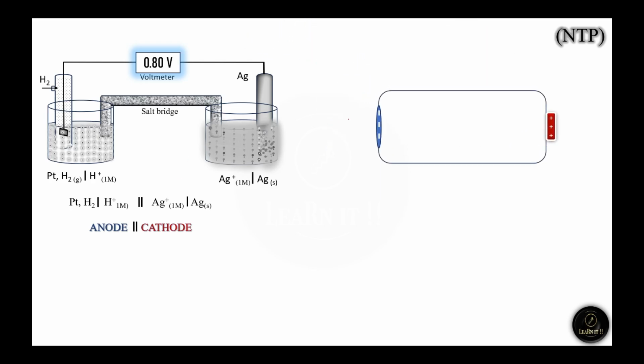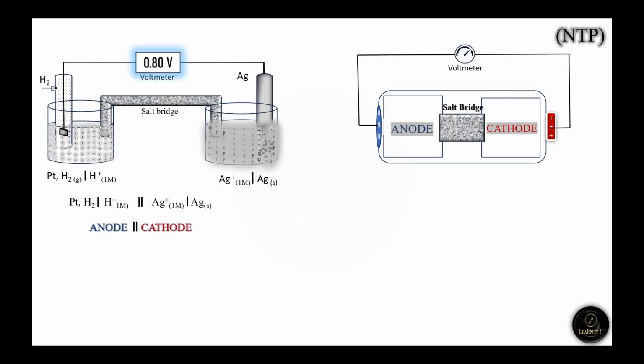So if we take a hypothetical cell, so this is already a cell, but we are taking it as an example. So if we take a cell in which one part, that is the anode, is made up of a hydrogen electrode, and the cathode is made up of a silver electrode. If we connect the terminals of this cell to a voltmeter, then the voltmeter shows the reading of 0.80 volt.